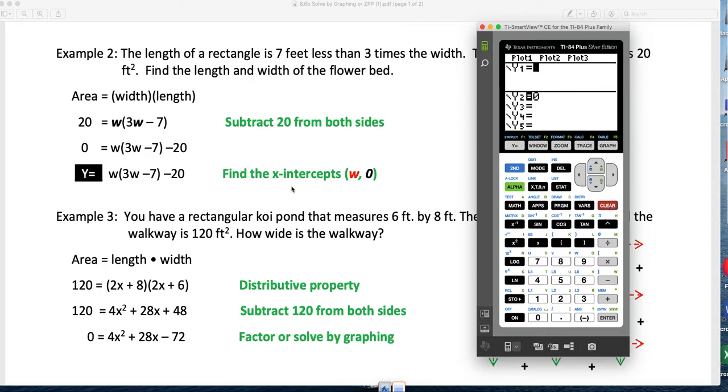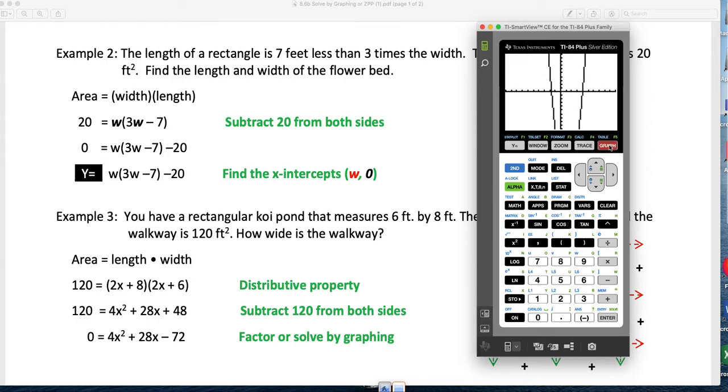All right, so what I'm putting in at y equals, and I'm going to clear this out first, is, remember I can't put a w in, so I'm going to put an x times 3x minus 7, and I'm going to subtract that 20. Okay, we're going to look for x-intercepts, and I cannot look for x-intercepts unless I have a 0 in y sub 2, because I have to give the calculator something to intersect with. That is a critical part. You got that drilled into your head, I hope, in 8.3.